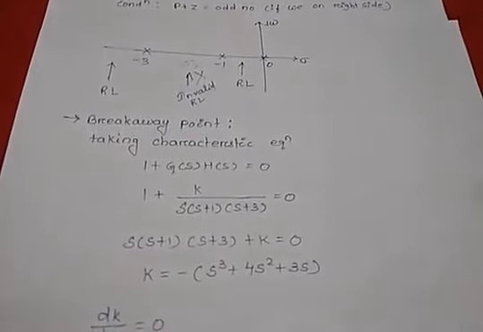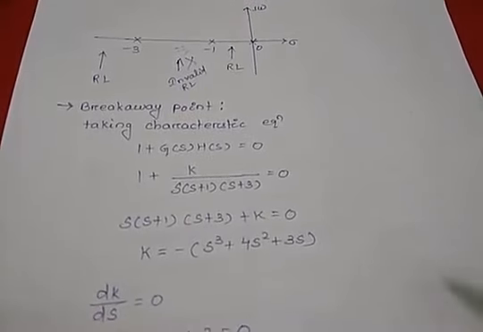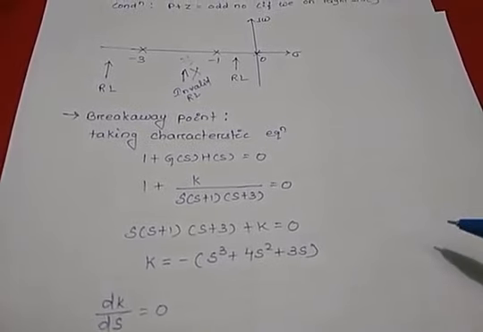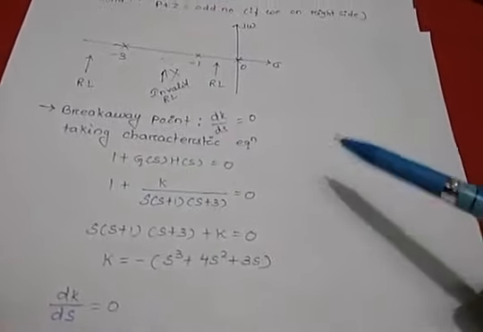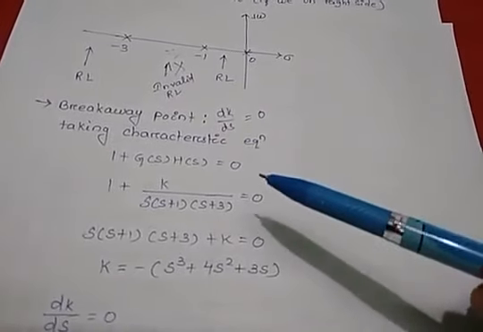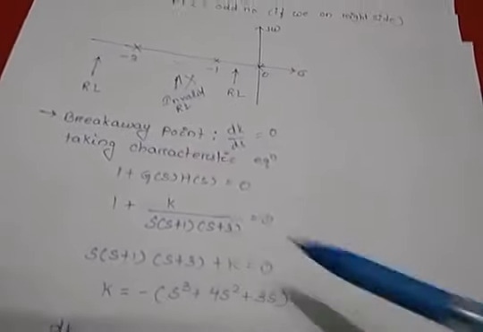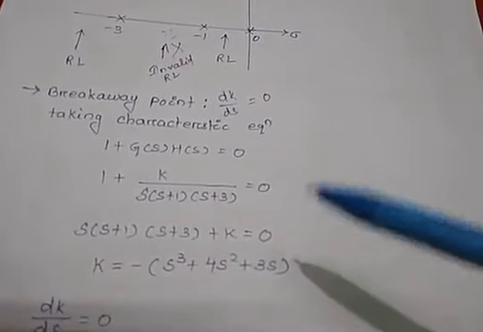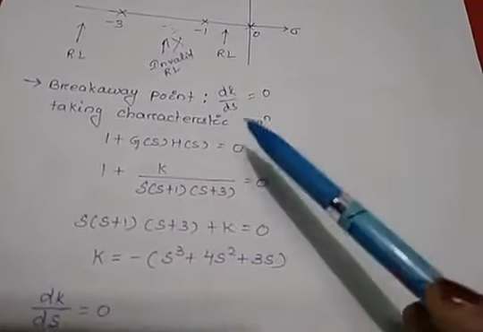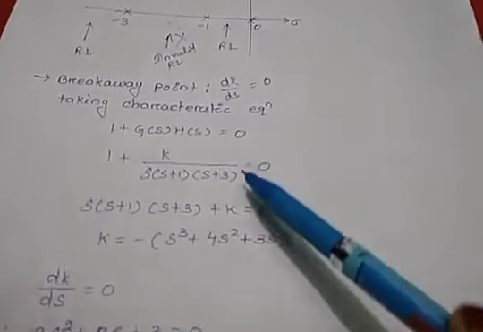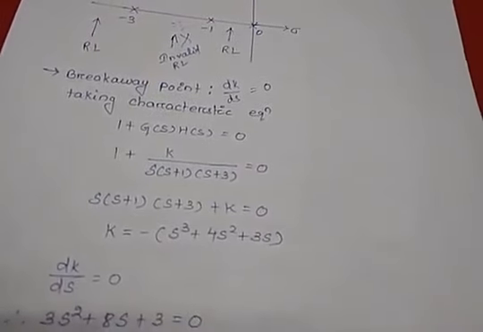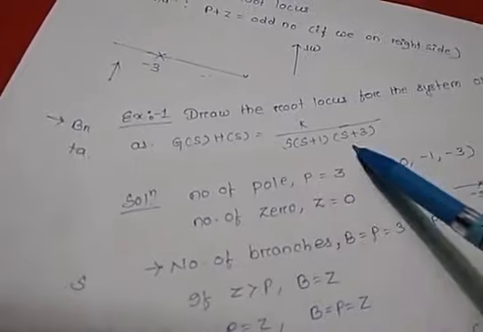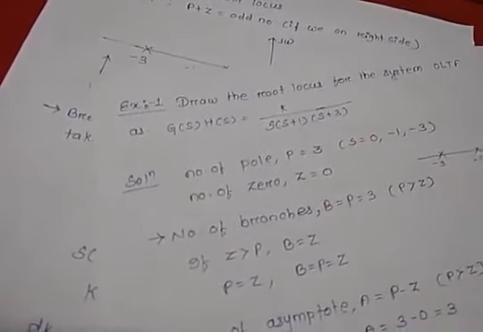Okay. Next is to find the breakaway point. To find the breakaway point, the condition we have to know is dk by ds equal to 0. To get dk by ds equal to 0, we need to find the characteristic equation. By taking this characteristic equation, we can find the value of k. According to the characteristic equation, 1 plus g of s h of s equal to 0. As given in the question, g of s h of s equal to k by s into s plus 1 into s plus 3.